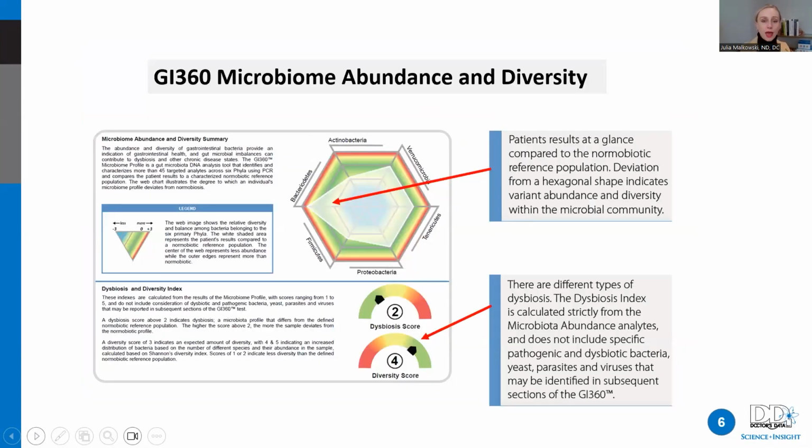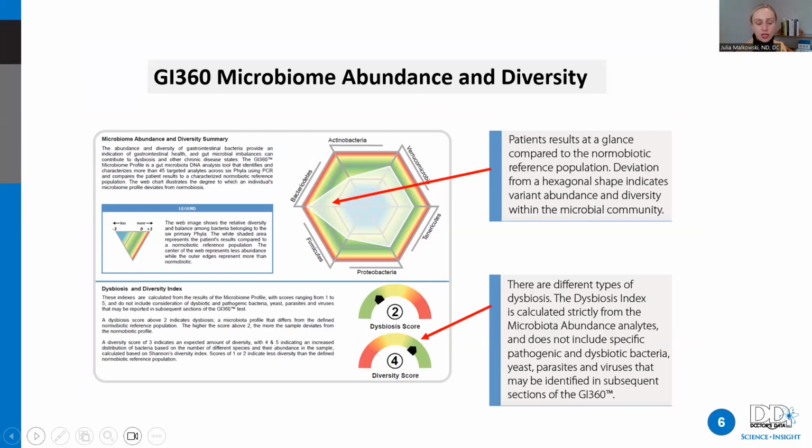Okay, so that is the technical background about the GI360. Let's take a look at the GI360 in practice, because this is where you really want to be, where the rubber meets the road. We're taking all of this excellent scientific technical information and bringing it into clinical practice and utilizing these data points to improve our patients' health, right, at the end of the day.